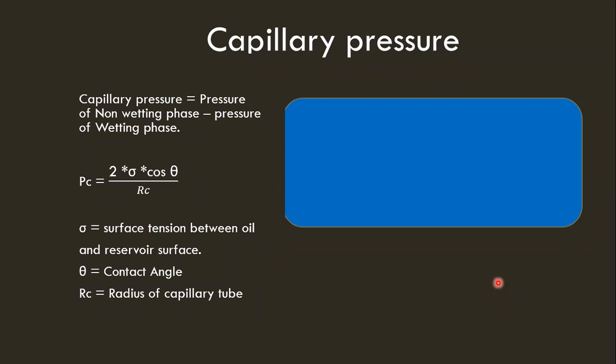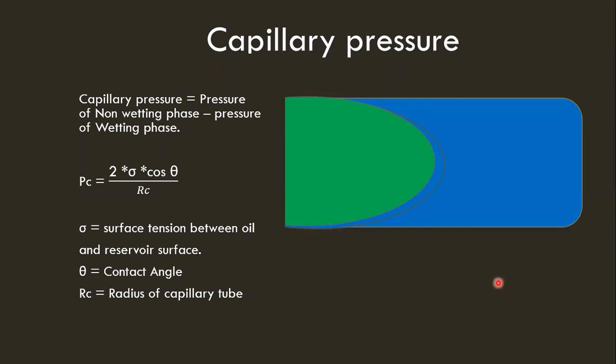So this is also a very important property of a reservoir rock. Let us see that this blue color rectangle was a pore space. Let us try to imagine it's a pore space inside a reservoir. So oil will start to enter by displacing water. Let us see that the oil is coming and pushing water away from the reservoir rock.